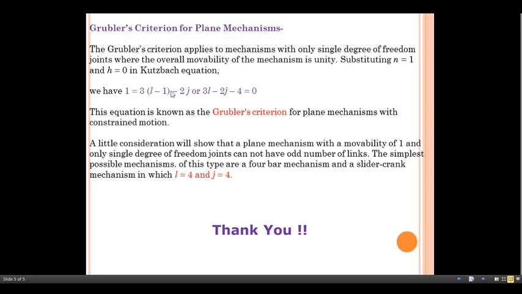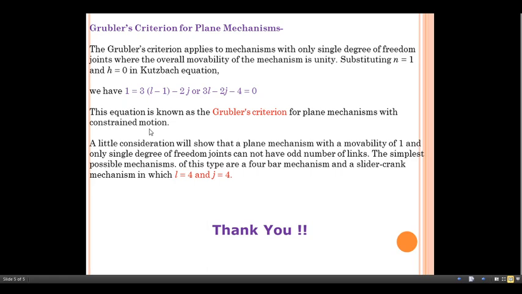Just modify this relation by multiplying the 3 into the terms inside. What do we get here? 3 into L minus 3 minus 2j. In this way you get this relation. So we get 3L minus 2j minus 4 equals 0. This equation is known as Grubler's criterion for plane mechanisms with constrained motion.